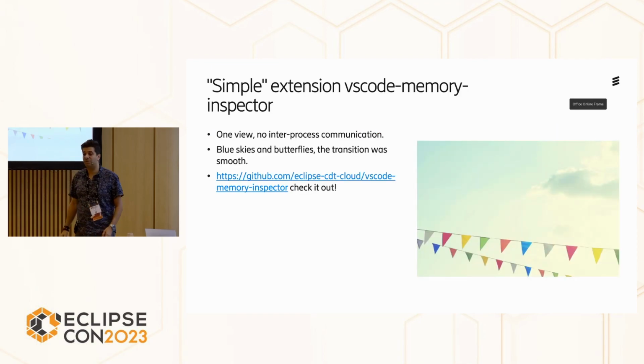So let's start with a simple extension, the VS Code Memory Inspector. Now, from what I've been told by the team that was working on it, it was incredibly straightforward and very easy to get to a VS Code API level, to make it into a VS Code extension. And why is that? It's one window. Since it's one window, it's very simple to do because there's no inter-view communication, and all the logic applies to what's inside that window.